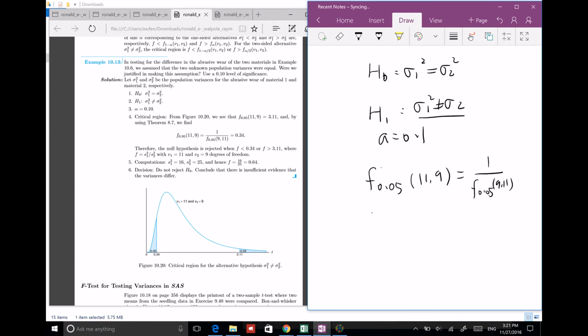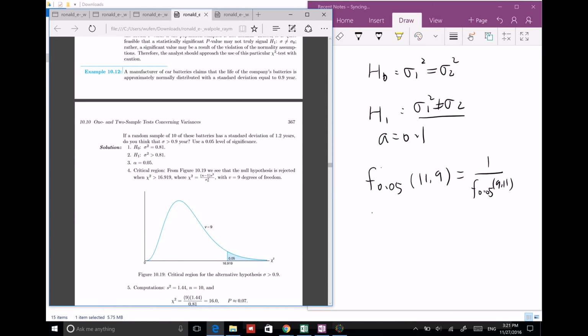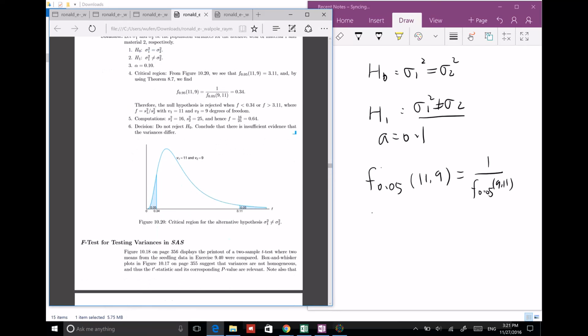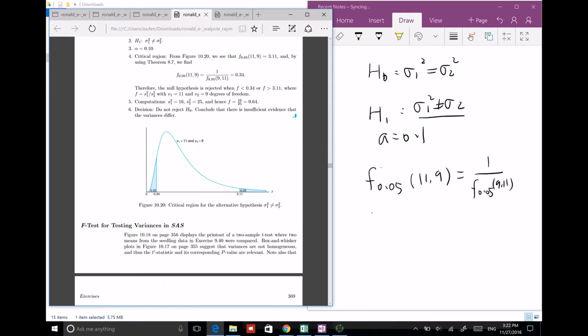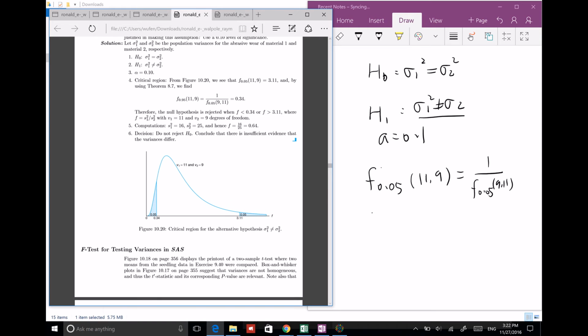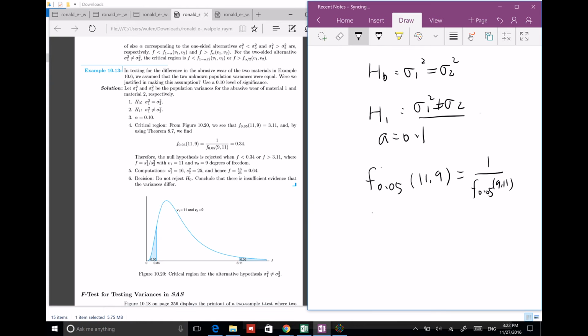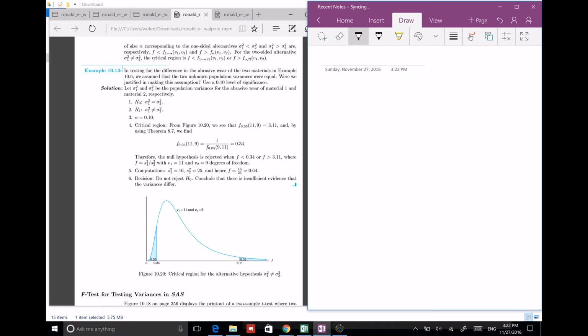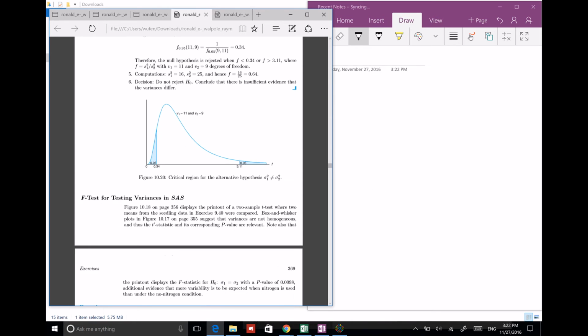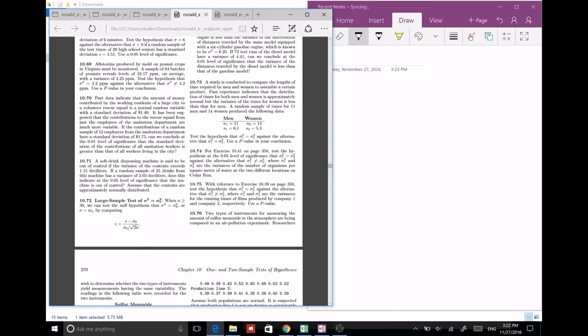I think in the previous example it's given to you. There's another example that gives you S1 and S2. Okay, S1 square is given, S2 square is given. So find the F value, find both of them, and make the decision. Do not reject the null hypothesis. Conclude that there is insufficient evidence that the variances differ. Okay, so in the homework, I'll introduce how to use the calculator to do the F test.